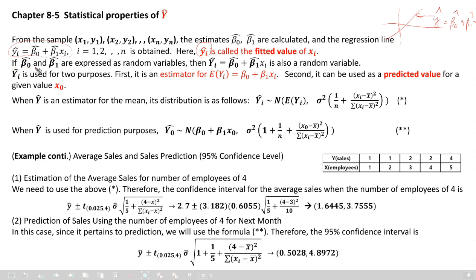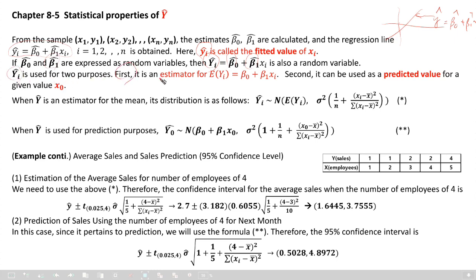If beta 0 hat and beta 1 hat are expressed as random variables, as we studied, then yi hat equal to beta 0 hat, random variable, plus beta 1 hat, random variable, times xi is also a random variable. I think it is important to explain this in regression analysis material. Otherwise, it is a little confusing and students cannot follow the explanation.